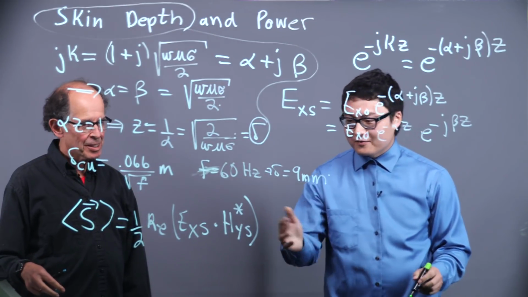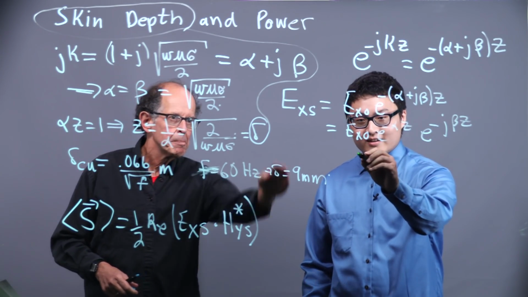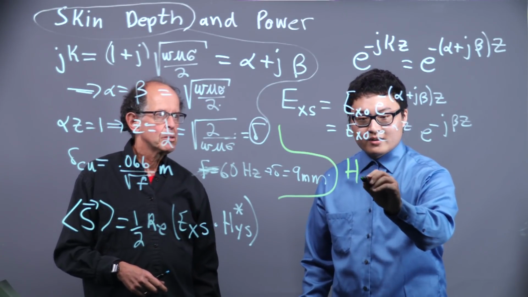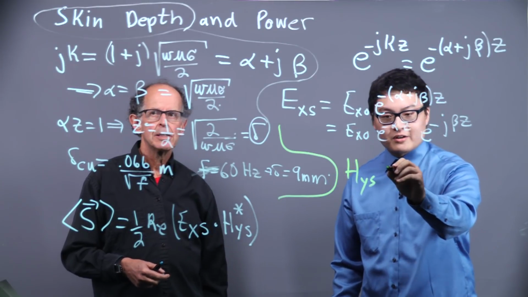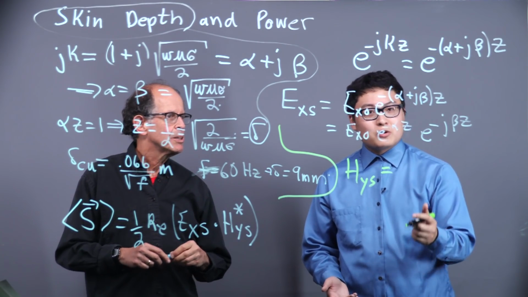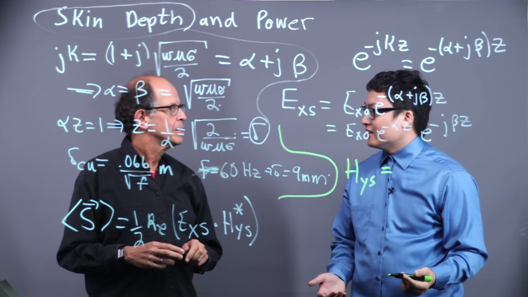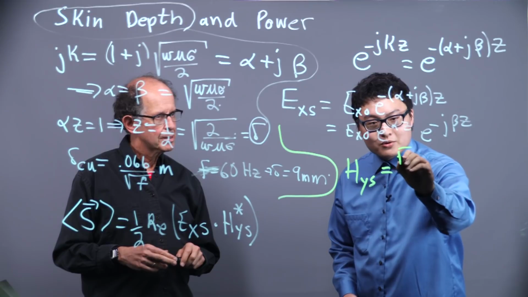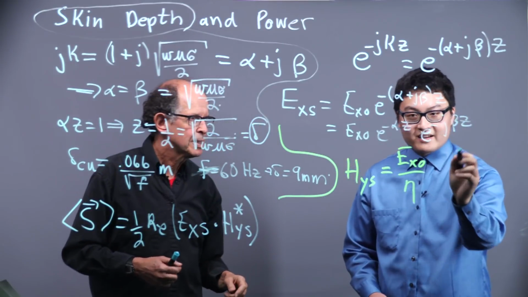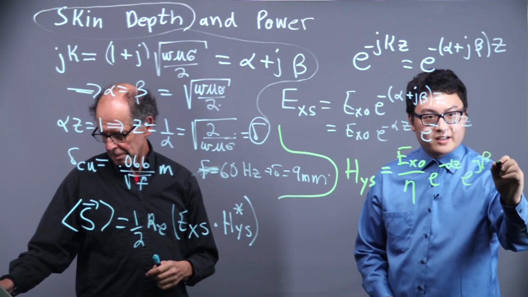Well, I guess first we have to find out what H is, right? Yeah, that's all I want you to do. So what's Hys, without the complex conjugate first? If we think back on the transmission lines, the way to get currents is to do V over Z. So we've learned about the eta business. Here we just do Ex0 over eta, times all this stuff, times that.